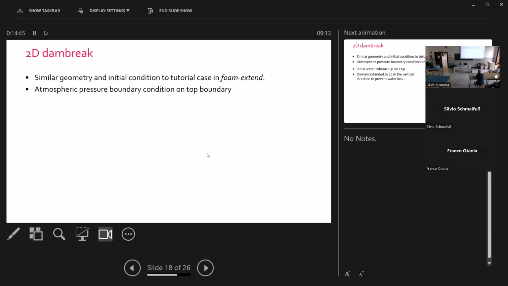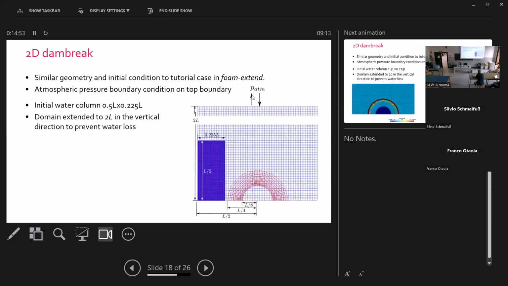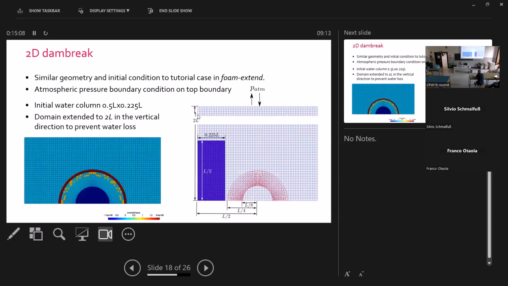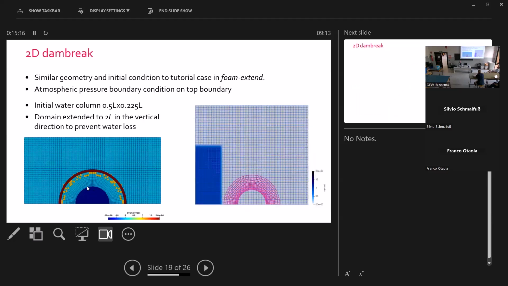So last one, I'm just going to present a simple dam break case. This is actually using the same geometry as the tutorial case in foam extend. We have an atmospheric boundary condition at the top and an initial water column here. And then we have this cylindrical bump here with a boundary fitted mesh wrapped around it. A bit more similar to how overset is used in application. I've just extended this domain upwards to prevent loss of water through the top boundary. And this is the overset setup here for the overset models. So if you do it correctly, it should look like that, a simple dam break over a bump.